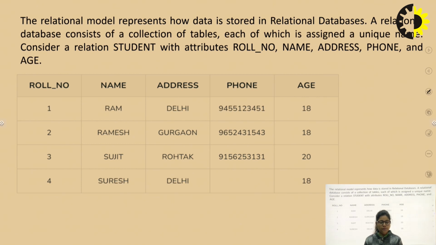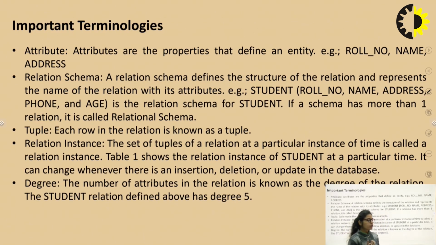Now, what are the important terminologies in relational data model we use? First, attributes. Attributes are the properties that define an entity. For example, roll number, name, and address. Now we have different types of attributes: single valued attribute, multi-value attribute, and derived attribute.